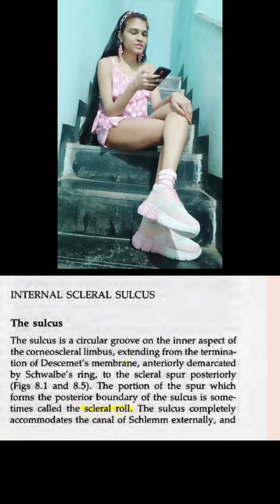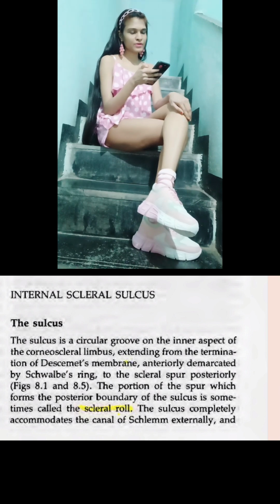Internal scleral sulcus. The sulcus. The sulcus is a circular groove on the inner aspect of the corneoscleral limbus, extending from the termination of Descemet's membrane anteriorly, demarcated by Shaw-based ring, to the scleral spur posteriorly. The portion of the spur which forms the posterior boundary of the sulcus is sometimes called the scleral roll.